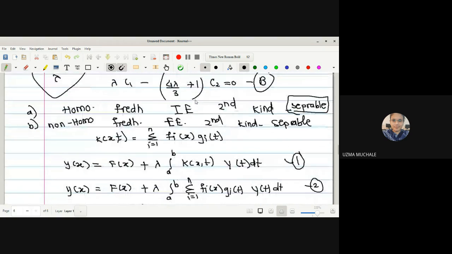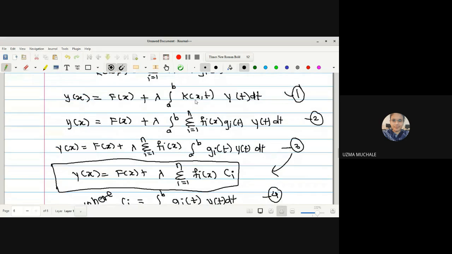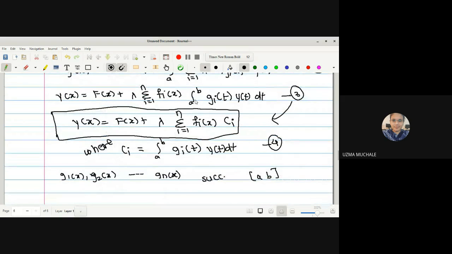This is the second case, in which we are going to study the non-homogeneous Fredholm integral equation of the second kind with separable kernel. What is a separable kernel? It is nothing but a sum of a finite number of terms of functions of x and t only. Okay, next, we have written this equation, we have taken the terms of x outside the integration, since integration is with respect to t, and substituted the value of this integration as some constant, since the integration limits are both constant.